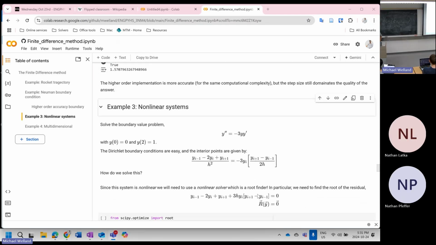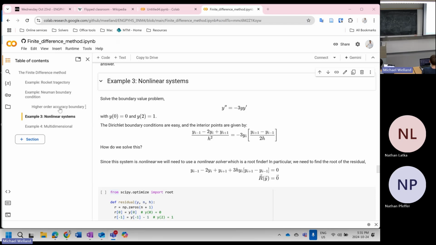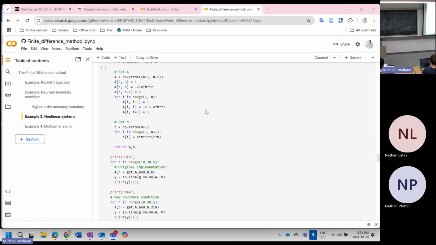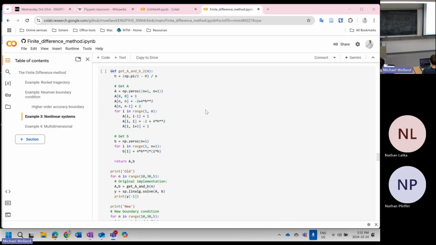What did we talk about yesterday? I think we wrapped up on the higher order accuracy boundary conditions. So this was this little trick that we do. Do I need to go back and review, guys, or should I just continue on ahead? I'll just continue ahead.